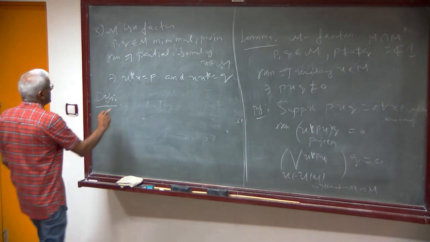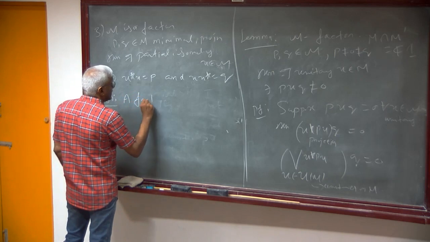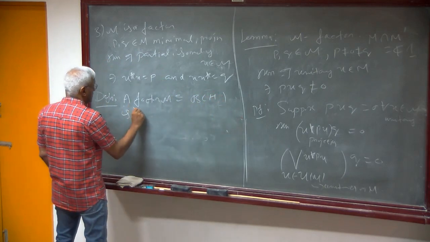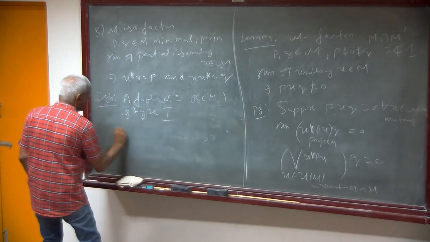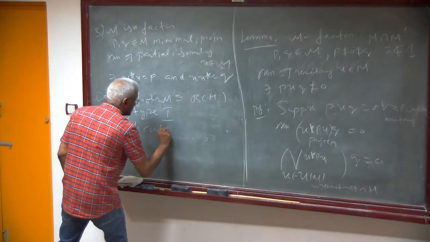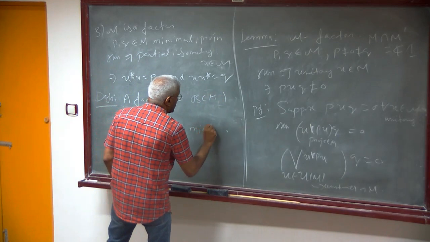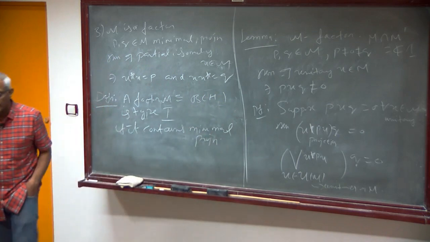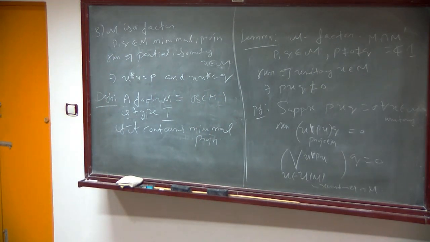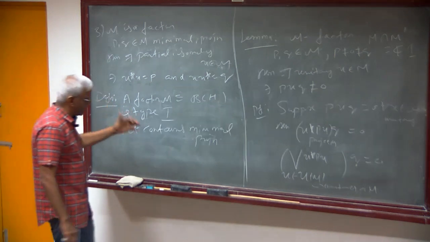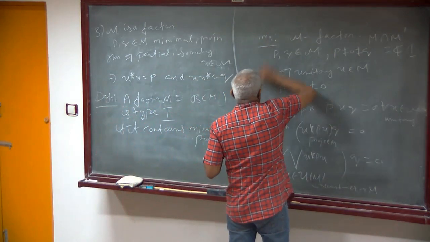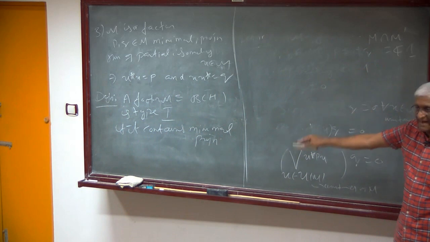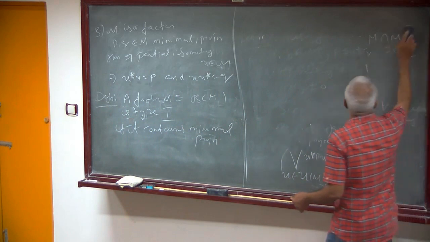So, definition: a factor M contained in B(H) is said to be type I if it contains a minimal projection. There exists a minimal projection. That is, the measure space is atomic. We'll show that it's completely atomic. If the minimal projection exists, using the fact that it is a factor, you'll show that it is actually generated by minimal projections.